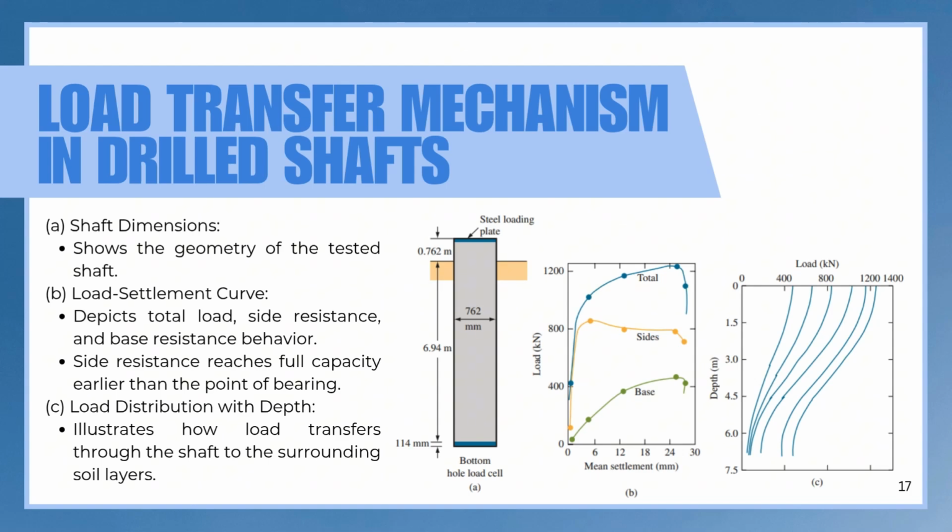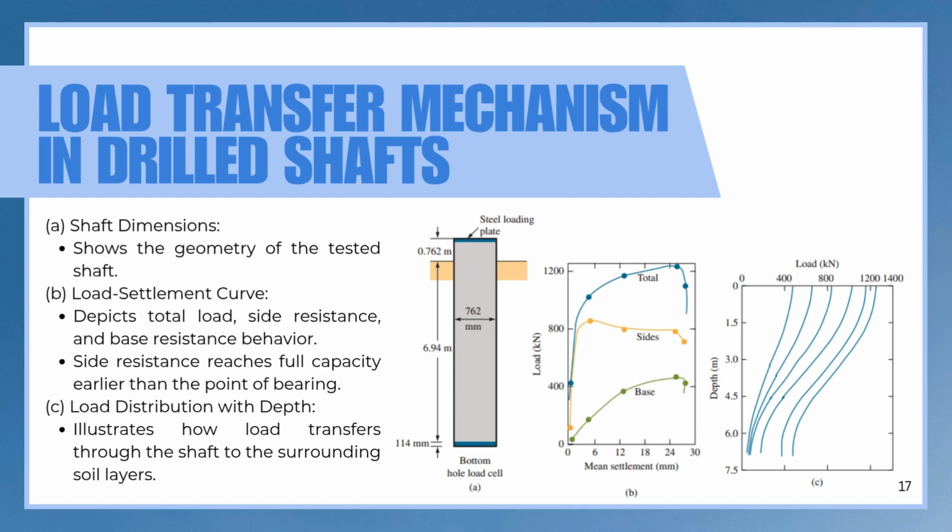Now, let us discuss the load transfer mechanism in drilled shaft as shown in the figure. Shaft dimensions. The diagram shows the actual geometry or dimensions of the drilled shaft. This includes the diameter and length of the shaft, as well as the position where the load is applied. These dimensions are important because they directly affect how the load is transferred to the soil.